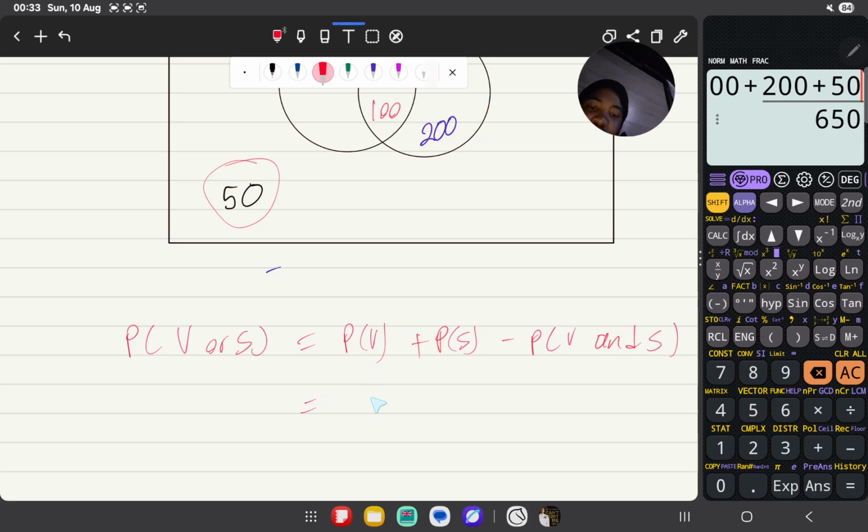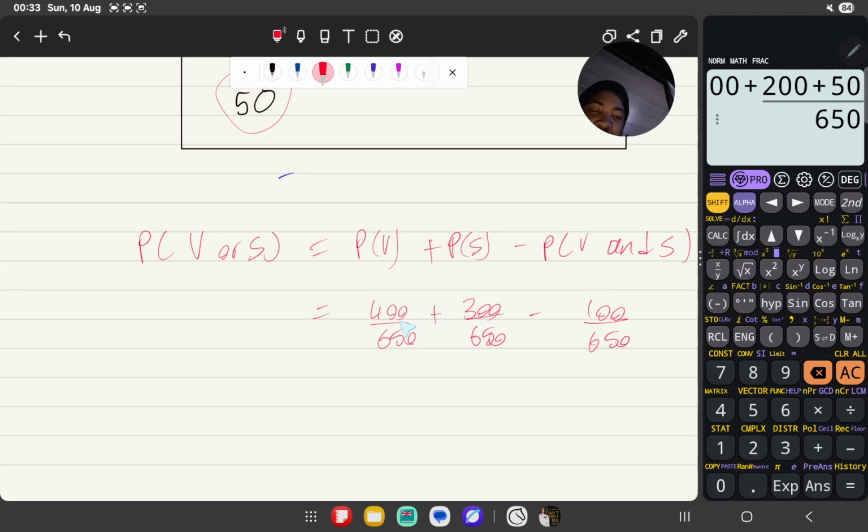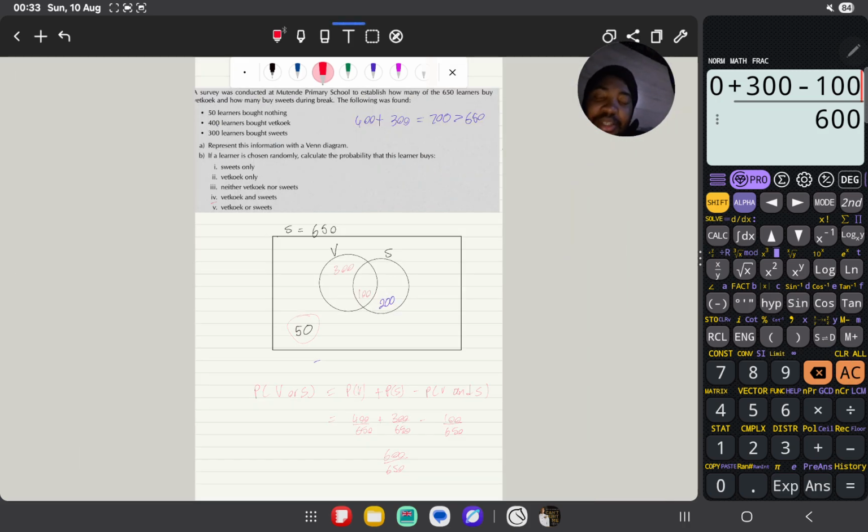Which is what? Probability of fat cooks is 400 over 650. Probability of sweets is 300 over 650 minus, the and is going to be 100 over 650, right? And so it's like 600 over 650, and this is the answer for the either. So yeah, 4 plus 3 minus 1. You see, so that's how it's done.